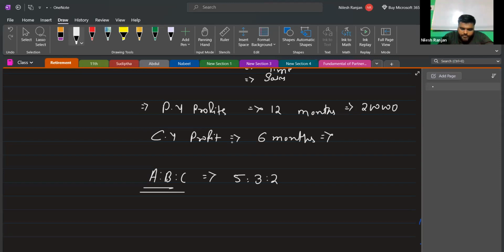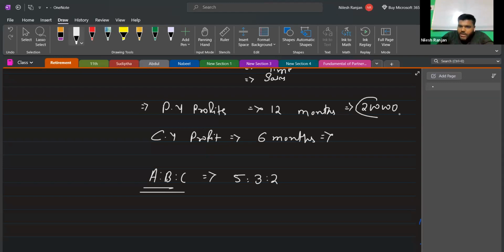One second. So I should calculate according to the ratio. Yes, you have to calculate it according to the ratio. So is it 60,000? How is it 60,000? I did 2 lakh into 3 by 10. Yeah, it is incorrect actually. Into 6 by 12 too.